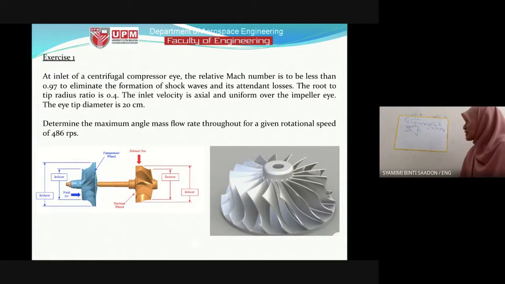So this is beta. We use the tangent. Tangent beta 1 is C1 over U1. So we get beta 20.57 degrees. So this is the velocity triangle of the centrifugal compressor. Tangent beta is C1 over U1, so you have 20.57. Okay, so that's it for the first exercise.